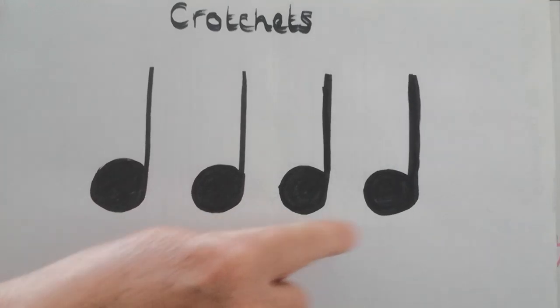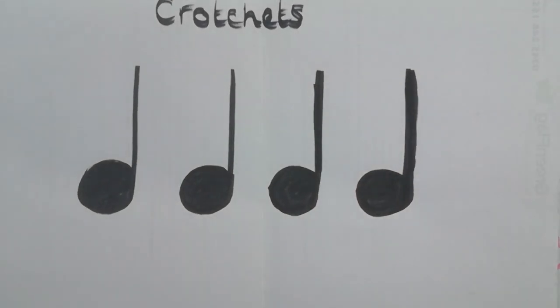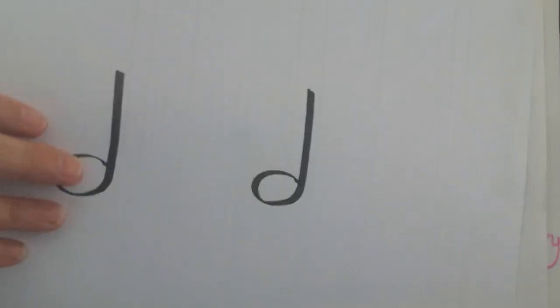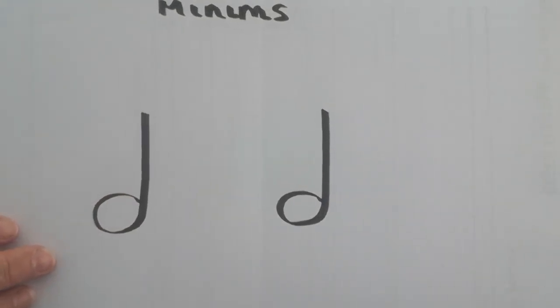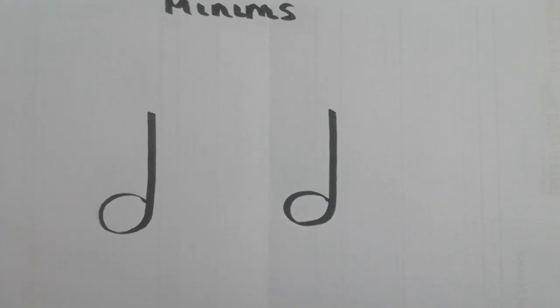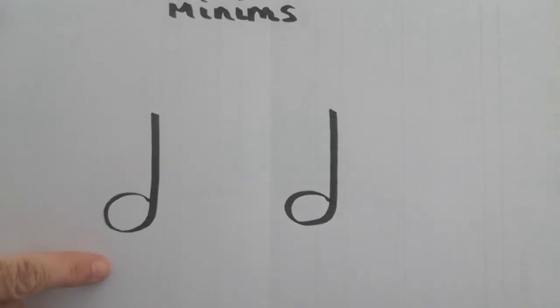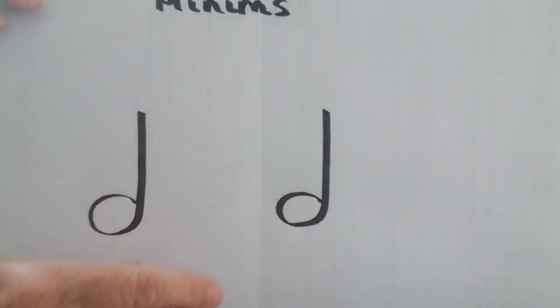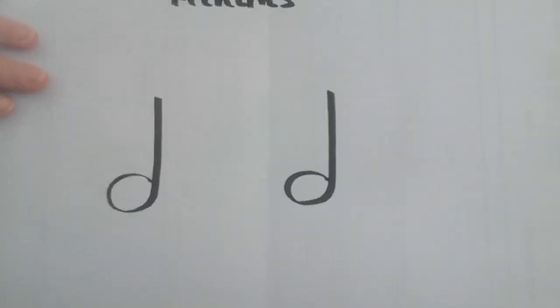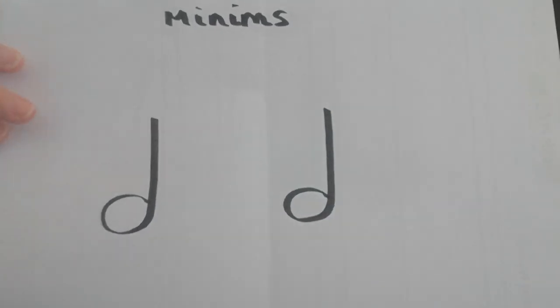Walk, walk, walk, walk. And our minims. I wonder if you can remember how many counts these are each. Yeah, these are our two beat notes. One, two, one, two. And to help us remember those, we said the word stride. Stride, stride. Let's try clapping together. Here we go. Stride, stride.